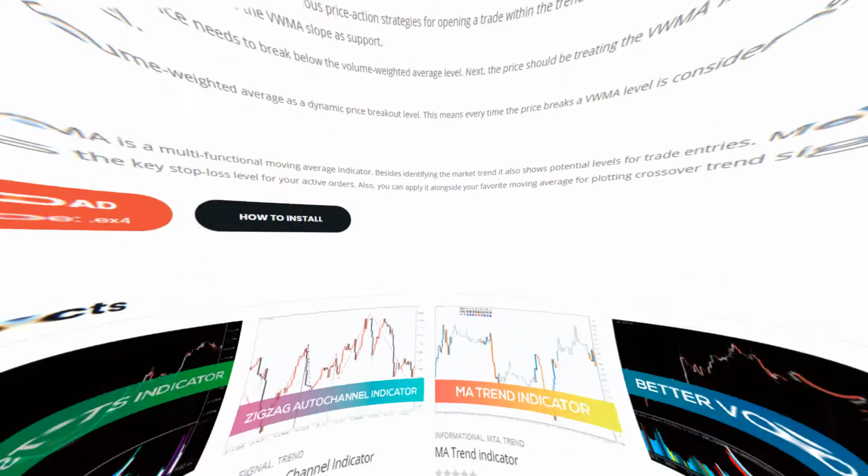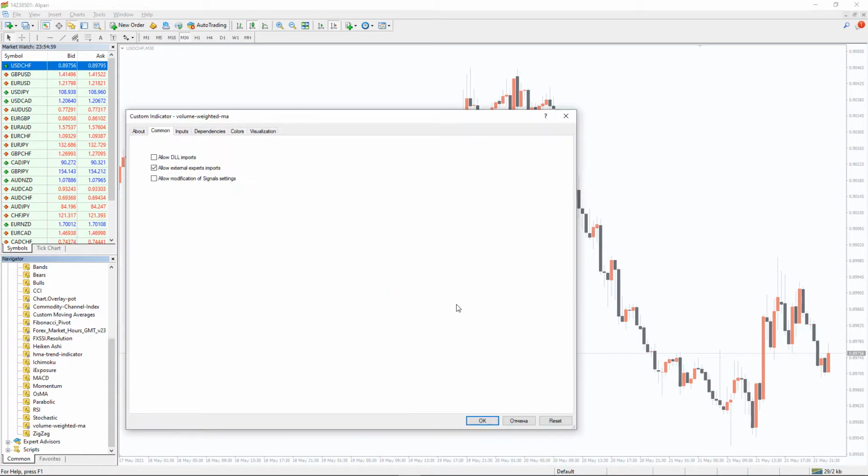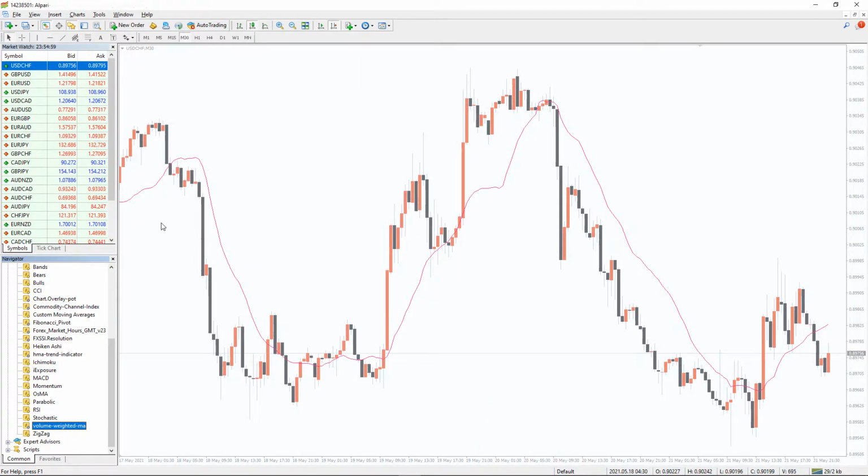To run the indicator, simply drag the volume weighted MA from the indicator list to your MT4 chart. And please, don't forget to click on the Allow DLL imports in the settings window.